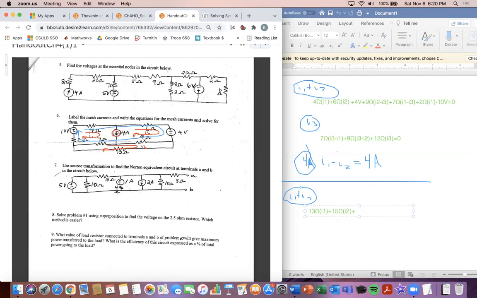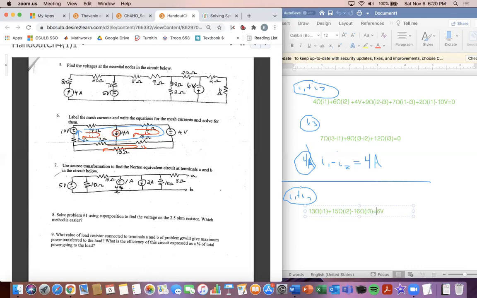And let's look at I3. It's going to be -9 minus 7, so -16 ohms times I3. And then go to the right-hand side, all the constants. So 4 plus 4 minus 10, -6, go to the right-hand side. That's going to be 6 volts.